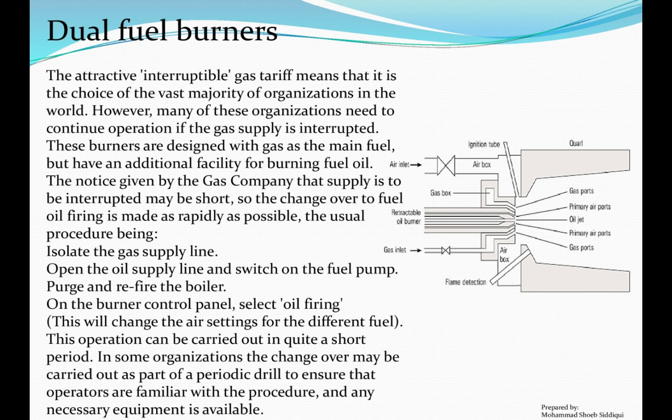Purge and refire the boiler. On the burner control panel, select oil firing. This will change the air settings for the different fuel. This operation can be carried out in quite a short period. In some organizations, the changeover may be carried out as part of a periodic drill to ensure that operators are familiar with the procedure and any necessary equipment is available.